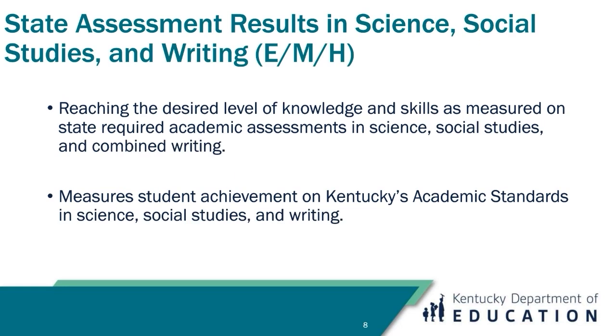This indicator is reported in elementary, middle, and high school levels. Proficiency within the indicator of state assessment results in science, social studies, and writing is defined as reaching the desired level of knowledge and skills as measured on academic assessments in the areas of science, social studies, and writing. When assessing the writing component of this indicator, students will be assessed in the areas of on-demand writing and editing mechanics. Scores are derived from the Kentucky State Assessment and the alternate Kentucky State Assessment. Student performance is aggregated to school, district, and state levels. This indicator is reported in elementary, middle, and high school levels.